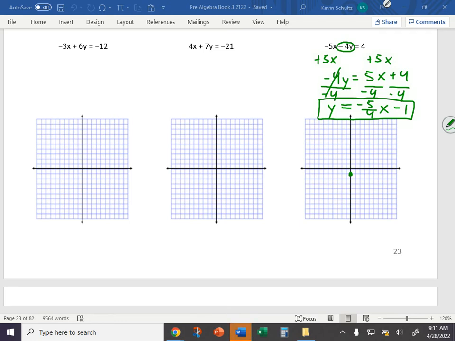That's the y-intercept. From that point, we use that slope, that fraction, -5/4 means we're going down 5 and over 4. You always go to the right. Down 5, right 4. Since our slope is negative, our line is sloping downward from left to right, as it should. Negative slope, downward slope. And that would be our graph.